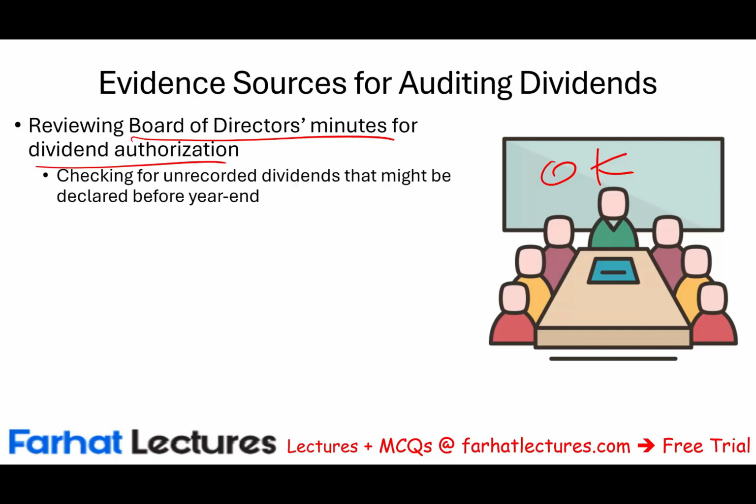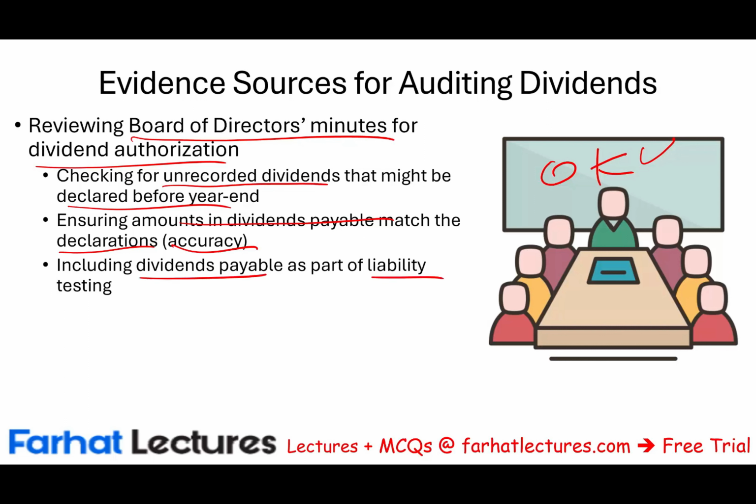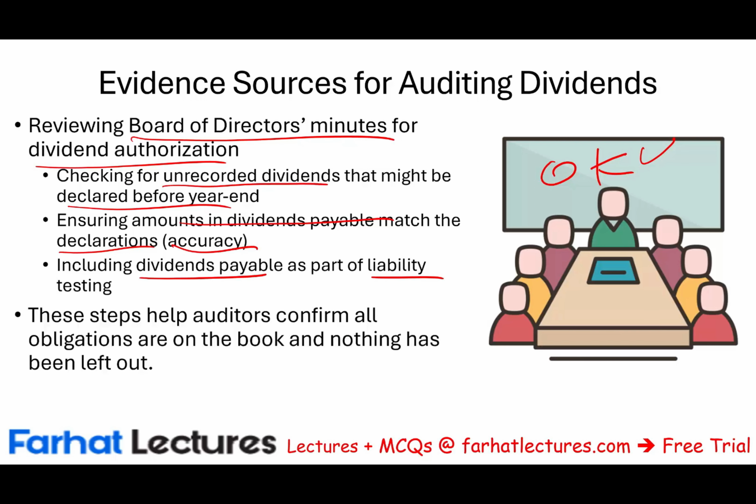We also check for unrecorded dividends that might be declared before year end. We want to make sure that if they okayed it, it might be a liability first. Make sure that liability is recorded. Remember, once we declare it, it becomes a liability. 2, we want to make sure that the amount matches the declaration, accuracy. Now, how do we make sure it's accurate? We perform a few computations. Take the number of dividends times the payment rate, which is 50 cents, 75 cents per share. How many shares are outstanding? Accuracy. Include dividend payable as part of the liability. So these steps help the auditor confirm that all obligations are on the books and nothing has been left out. The key is the board of director meeting.